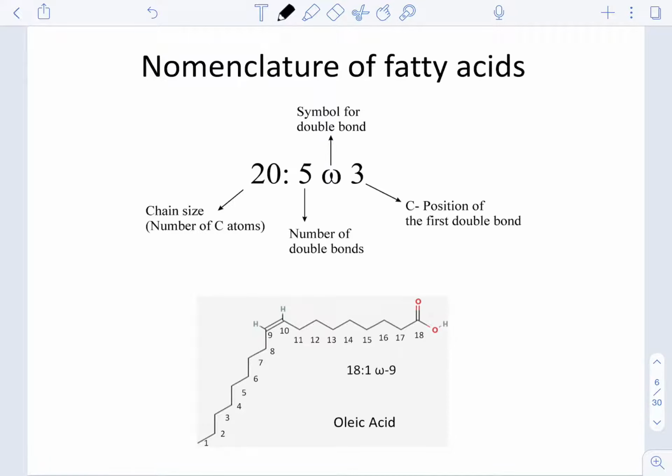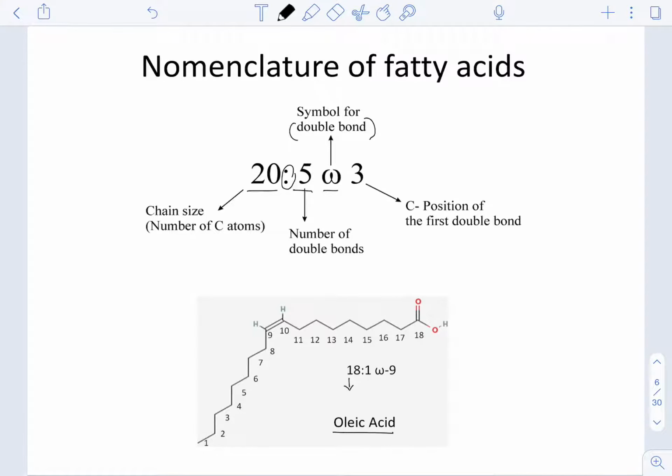Now, for a fatty acid, as you can see in the structure of oleic acid, we have a way to define the nomenclature. When writing the nomenclature for a particular fatty acid, you put the number of carbon atoms, then a colon, the number of double bonds, the symbol omega, which stands for double bond, and then the position of the first double bond in the molecule. For example, for oleic acid, the 18 means that this fatty acid has 18 carbons.